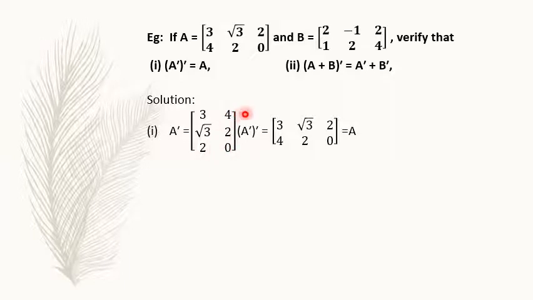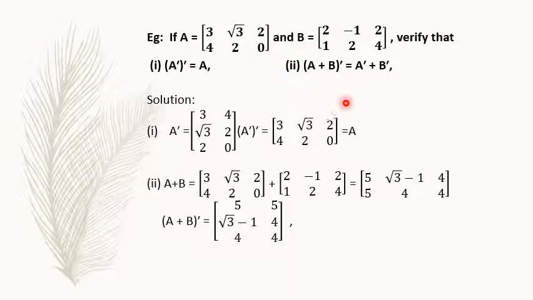Now again applying the transpose to A transpose, that is, we are taking the transpose of this matrix. So in (A transpose) transpose, the first row becomes the first column: 3, 4. Second row becomes second column. Third row becomes third column. Now look, (A transpose) transpose and A both are the same. So (A transpose) transpose is the same as A.